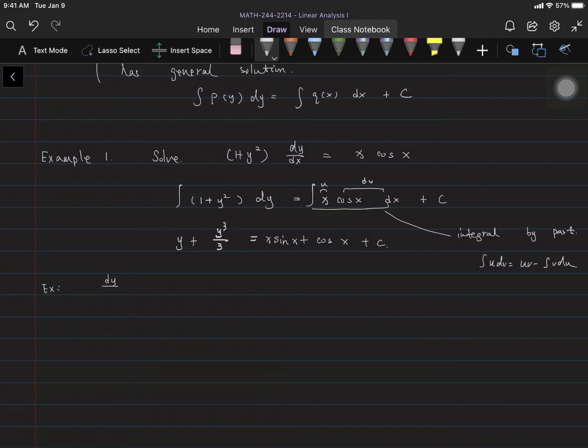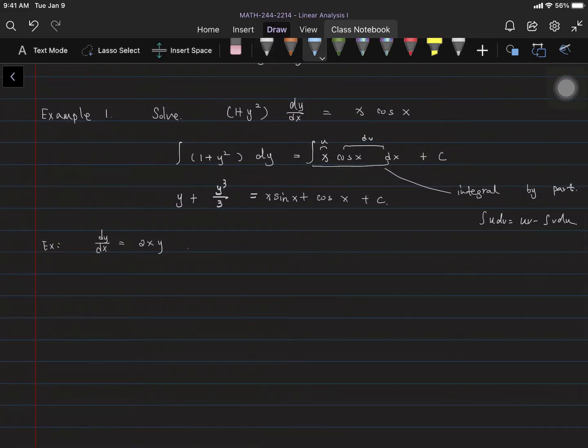dy over dx, which is 2xy. So here's the solution. First step, we need to separate x and y. So put all the y to the left side, x to the right side. So it's going to be 1 over y dy, which is 2x times dx, multiply by dx, dy by y, right? And integrate both sides, okay? And then plus c. Here, natural log of absolute value of y, and the right side x squared plus c.